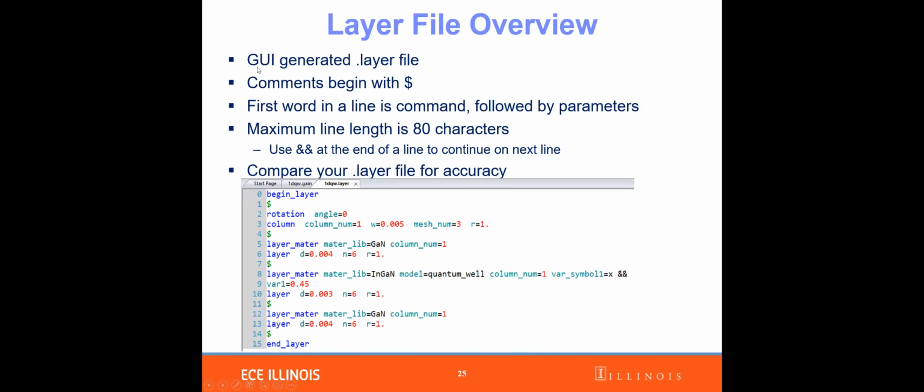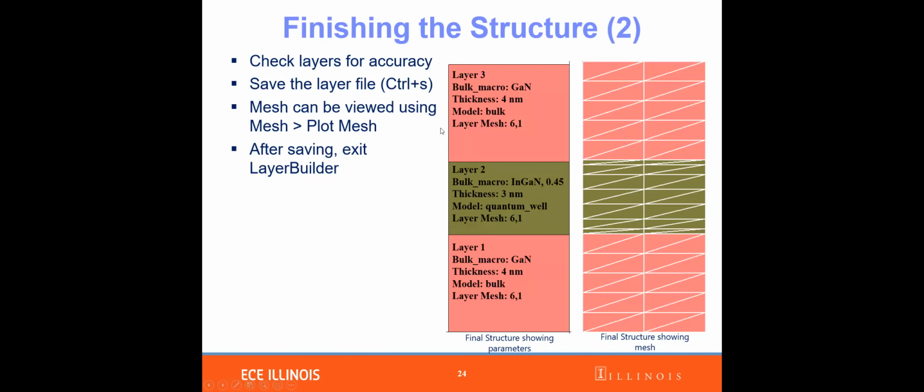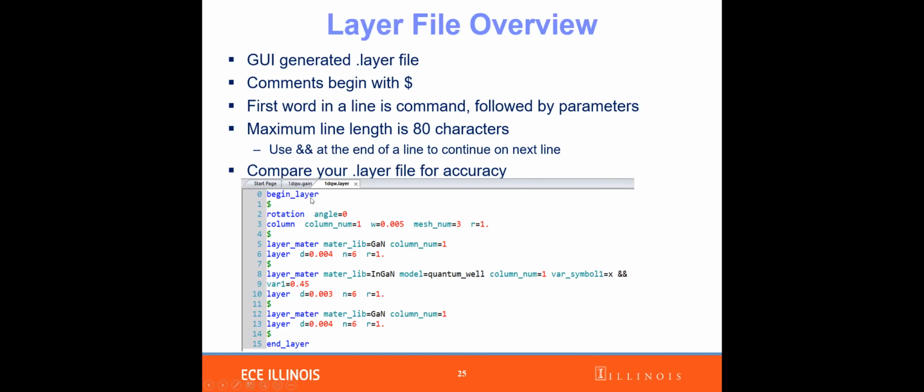Then once you leave the layer builder, you will see this layer builder is going to help you generate a .layer file in a command line. Yeah, and here I would like to highlight that if you use a double ampersand symbol at the end of a line, it means that it will continue to the second line.